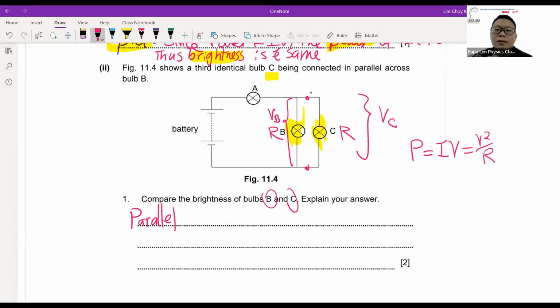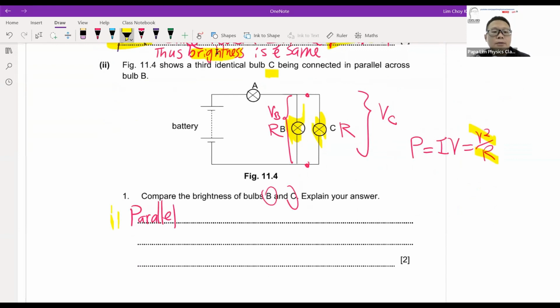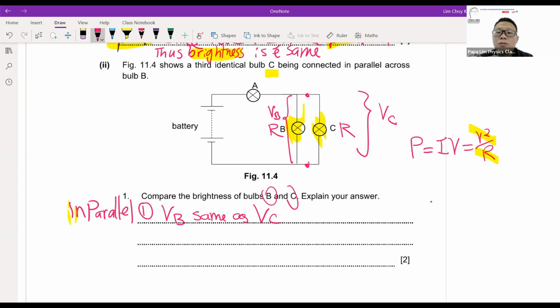So by identifying the relevant factor, which is what? Now I would like to use V and R because it's easier, because I already know these factors. If I identify these factors, I can identify the brightness of the light bulb. Since it's in parallel, the first thing I look at is that for B and C, the voltage of B will be the same as the voltage of C. So these two will have the same voltage because they are in parallel.